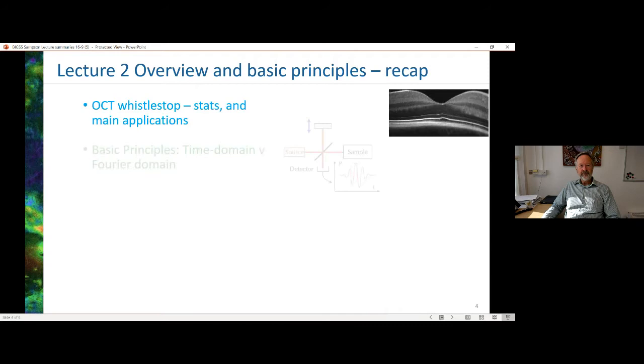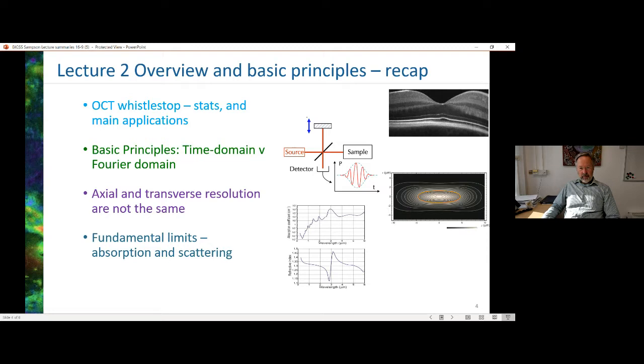So in lecture two, as I said, we covered some of the fundamentals. We really looked at the ultimate effects of absorption and scattering as limiting factors, and described how hard it is to actually get to 1 micron resolution. We went through some of the nuts and bolts of the basic principles as well, in time domain versus Fourier domain. Of course, time domain is hardly used these days, but an important starting point from a pedagogic standpoint. Okay, next slide.